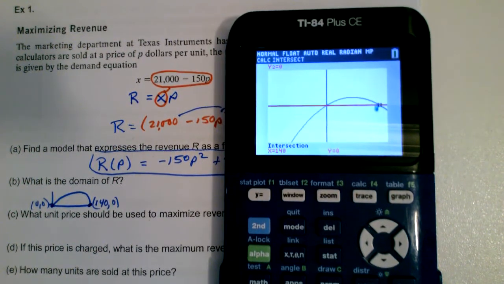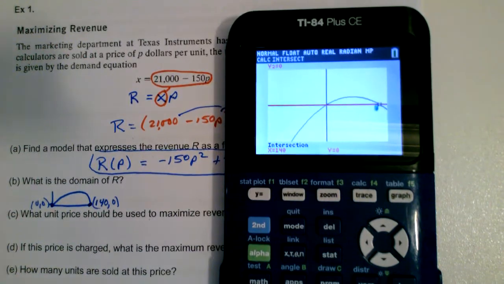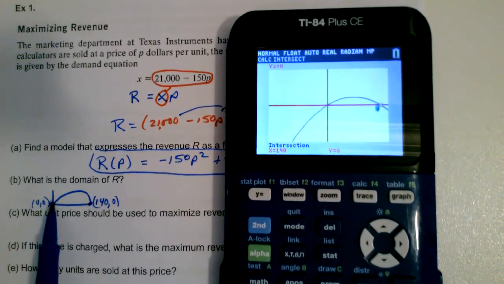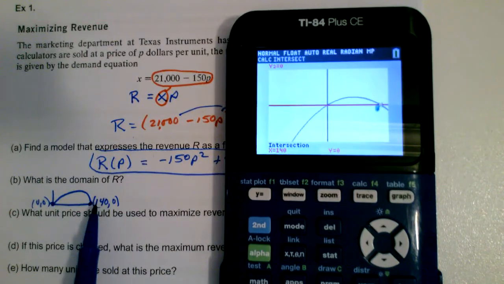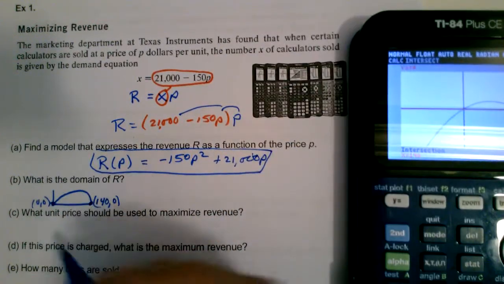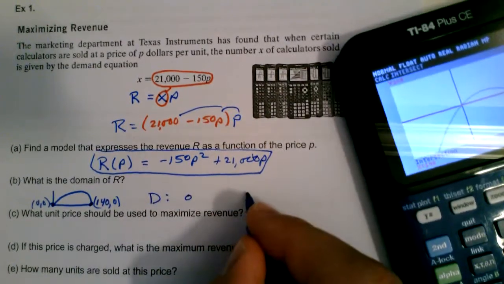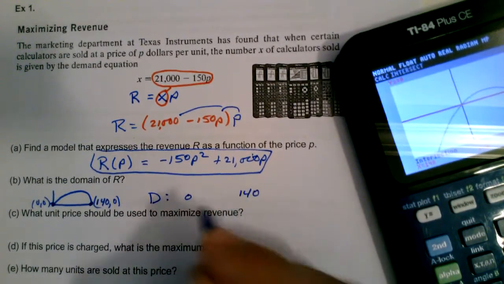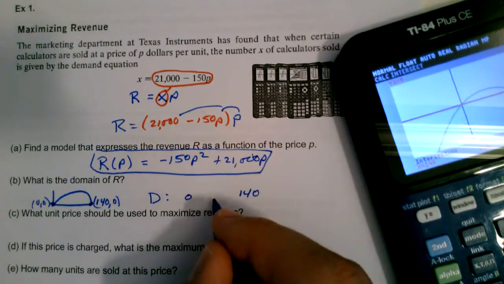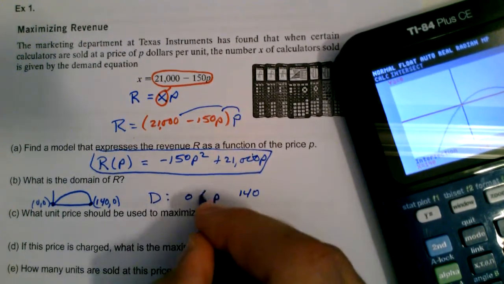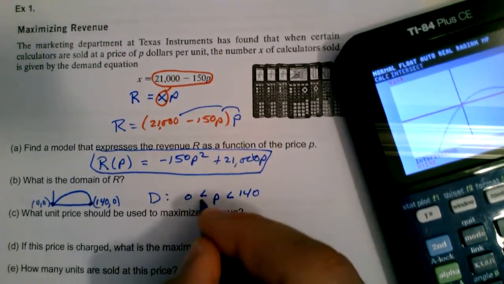You guys are asking great questions here. All right, so again, we want our domain. The only part of the graph we care about is from here to there. So one way you could write the domain, low number, high number, is 0 less than or equal to P, less than or equal to 140, with X in the middle, in this case P, and less than or equal to signs.